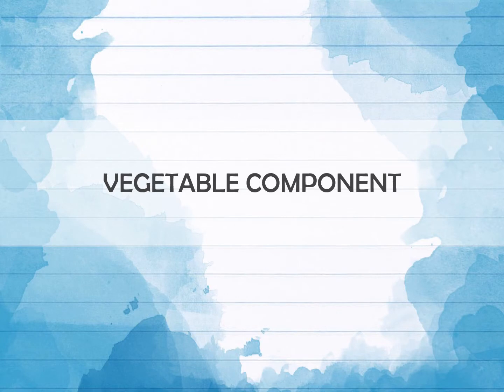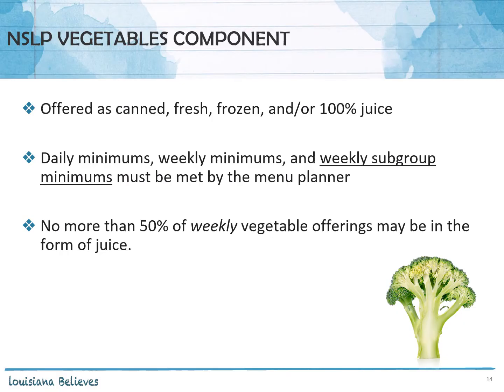Next, we will talk about the vegetable component. Menu planners may offer vegetables in the form of fresh, canned, frozen, and/or juice. There are daily minimums, weekly minimums, and weekly subgroup minimums. Although juice can be offered at lunch, no more than 50% of vegetable offerings may be in the form of juice. In addition to the 5 subgroups, there is another category for additional vegetables that can come from any one of the subgroups to meet the weekly total.